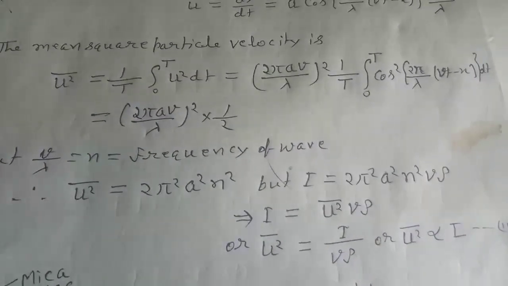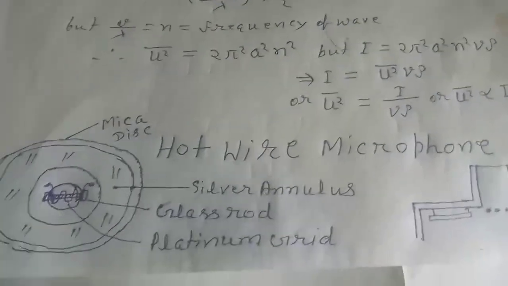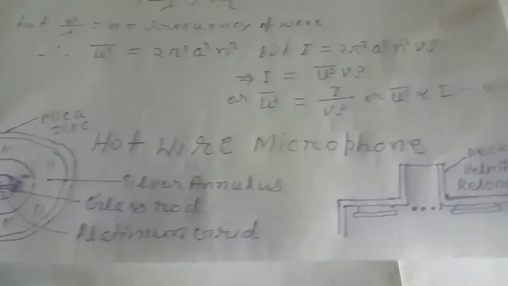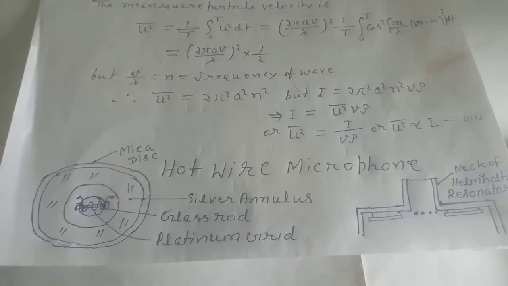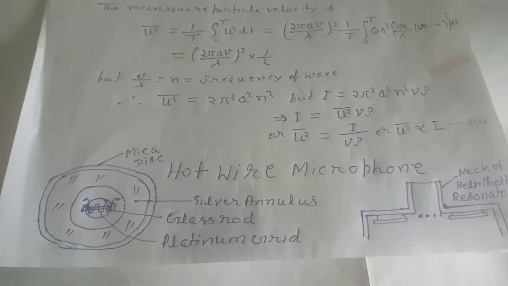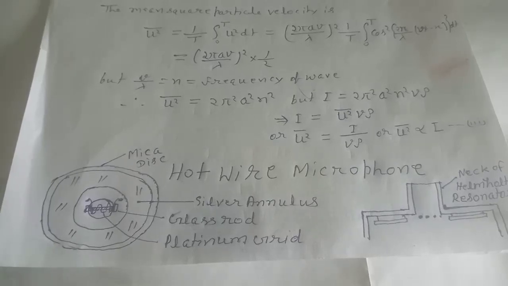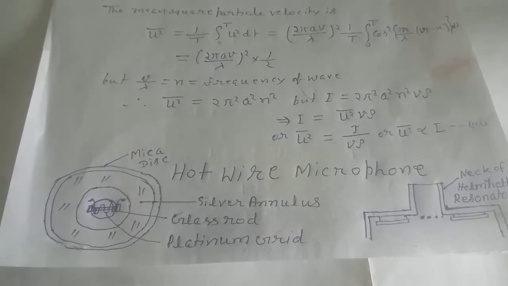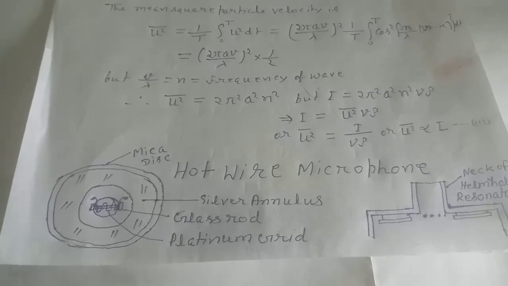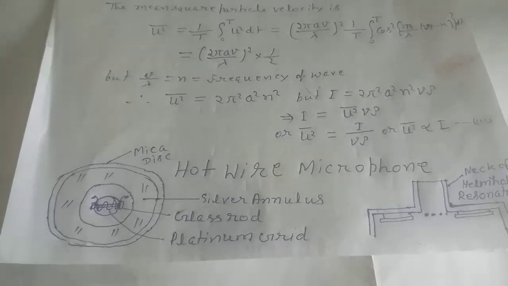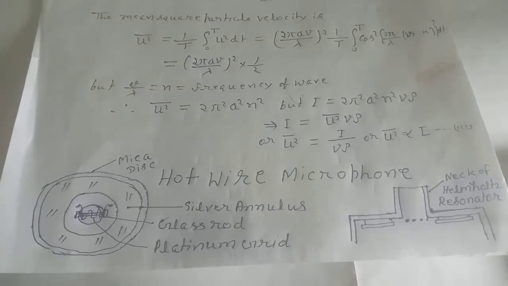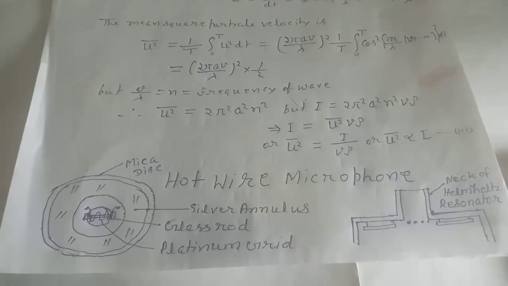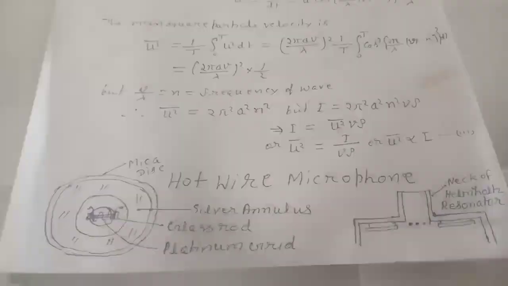Now next we learn about hot wire microphone. The hot wire microphone was designed during the war to detect the enemy guns by receiving the sound of their explosions. Later on, it was modified to use for the measurement of sound intensity. Now let's see its construction.